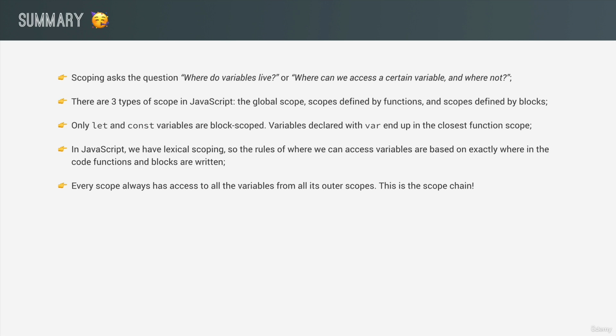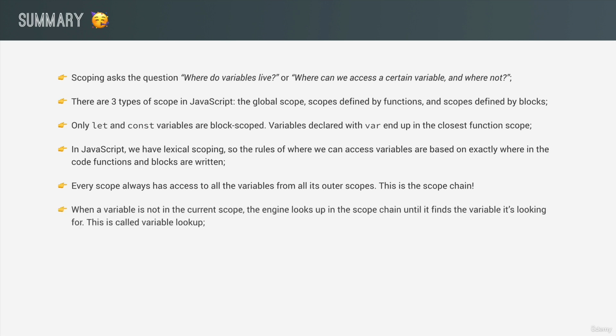When a certain variable is not in the current scope, the engine looks up in the scope chain until it finds the variable that it's looking for. And this process is called variable lookup. It's important to note that the scope chain is a one-way street. So a scope will never ever have access to the variables of an inner scope, only of outer scopes.